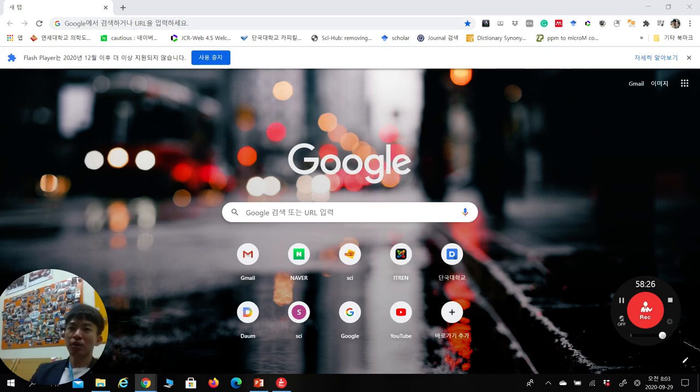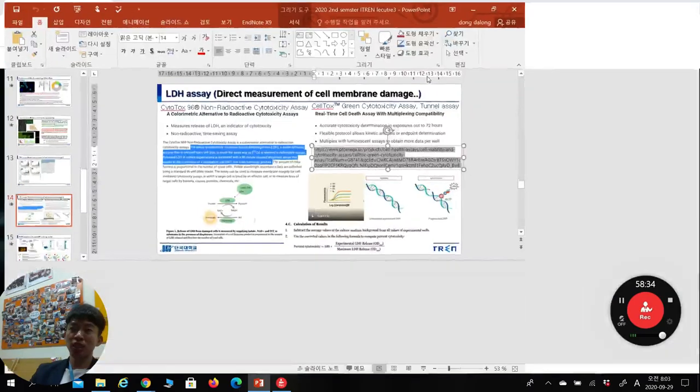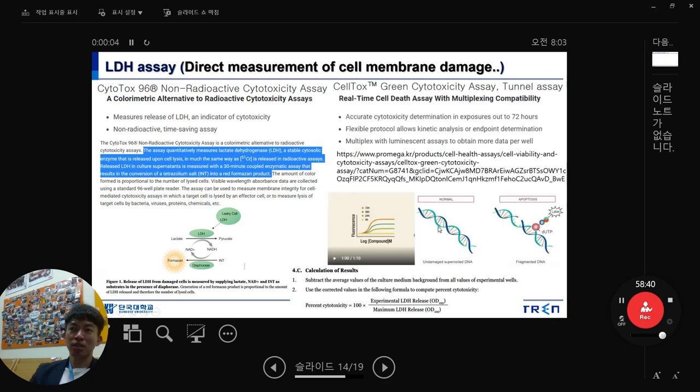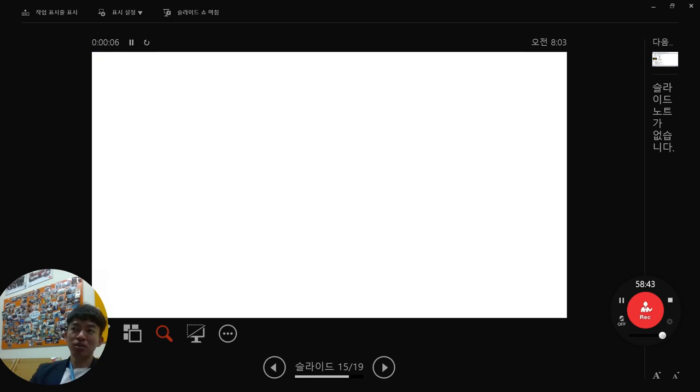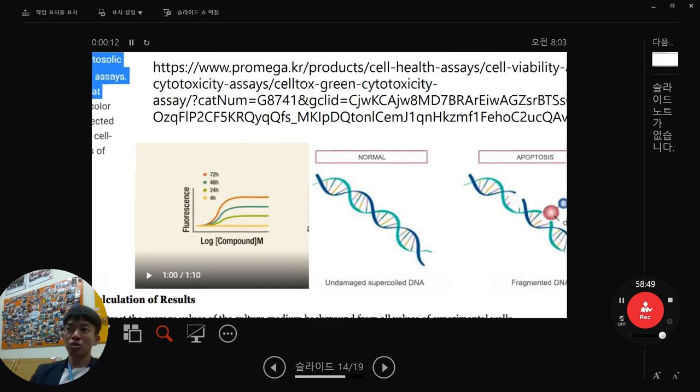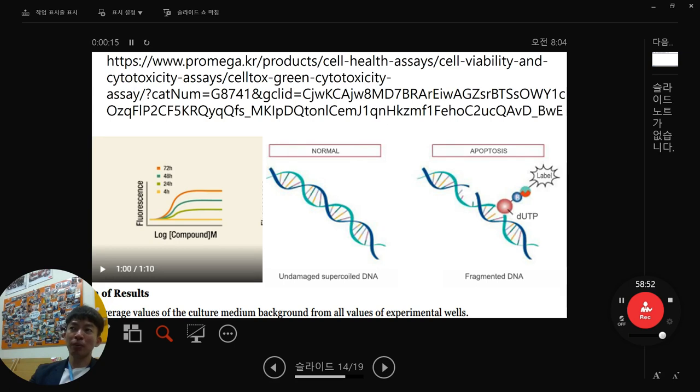So you got the point, right? When your cells are intact, this dye cannot combine with your DNA. But when your cells start to get damaged and your cell membrane ruptures, this dye can combine with the DNA, and then they start to show green fluorescence during apoptosis. So only fragmented DNA can combine with the dye, while undamaged supercoiled DNA cannot. And they did not use any radioactive labeling.